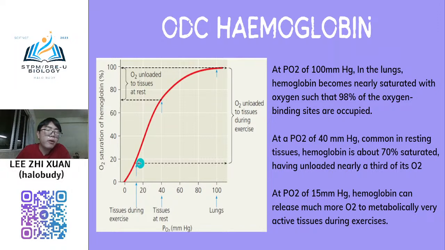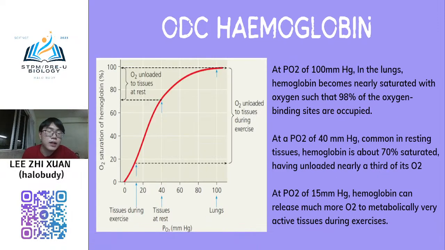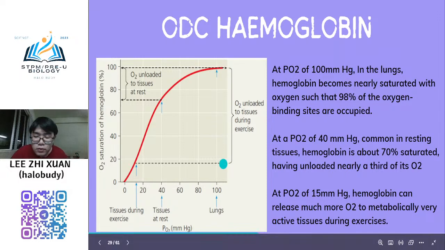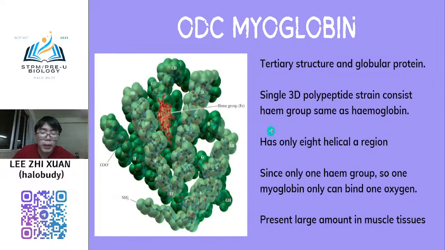So at this point, your hemoglobin saturation is very low. So you need to know the graph. Okay, so that's all for the hemoglobin oxygen dissociation curve. I need to see if there is any question or not. Okay, no question. So if no question, then we proceed to myoglobin.